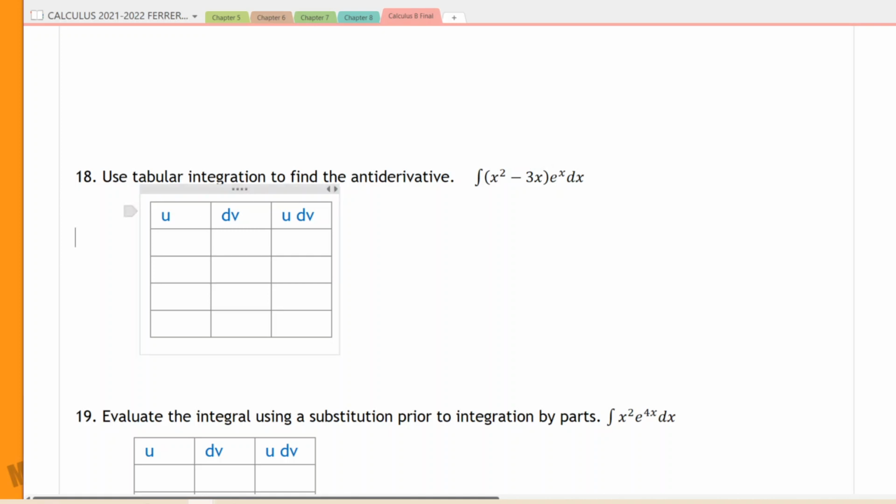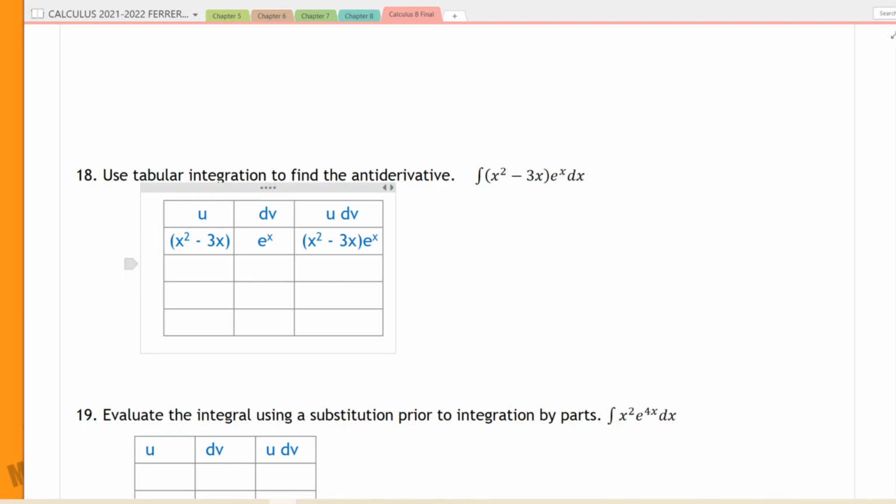So I'm just going to go ahead and put the normal chart that we always use if we're going to use tabular integration. Up over in the integrand, we can see an x squared minus 3x, which is an algebraic function. And then we also see an e to the x, which is exponential. So algebraic has priority here. So x squared minus 3x, that's going to be my u.